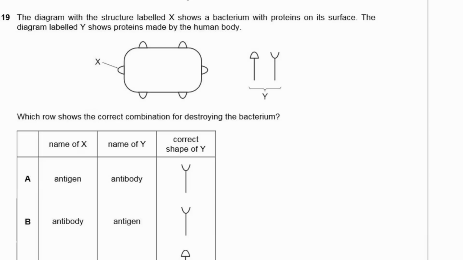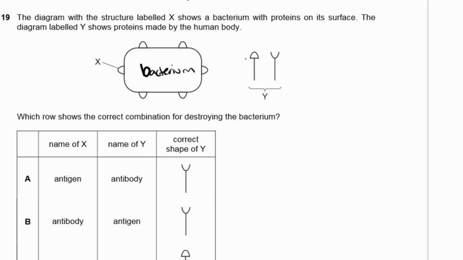Question 19. The diagram with the structure labeled X shows a bacterium with proteins on its surface. The diagram labeled Y shows proteins made by the human body. Okay, so this is a pathogen, this is a bacterium, and the things on X are the things on the surface that identify it as a pathogen. Y are the things produced by the human body that identify the pathogen. So basically, Y has to fit onto X.